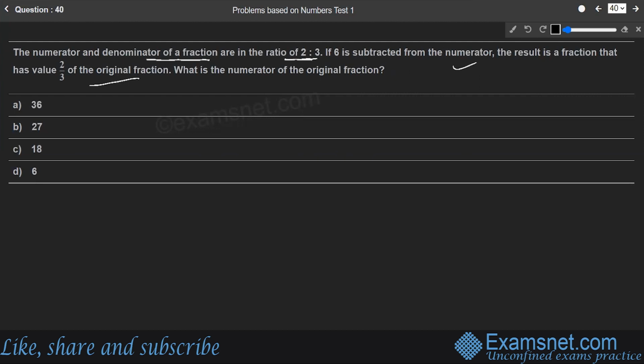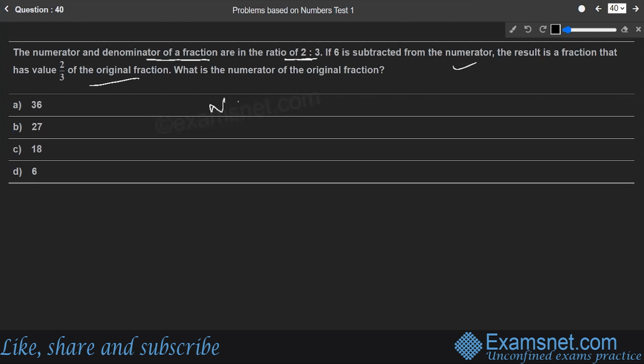In this case, we are not supposed to make the numerator x and assume the denominator as y. Why are we not supposed to do that? Because he has already given a connection between numerator and denominator. When the connection between numerator and denominator is not given, only then we do it like that, with x and y. Here he says the numerator and denominator of the fraction are in the ratio 2:3. So we can clearly make the fraction and then try to solve it.